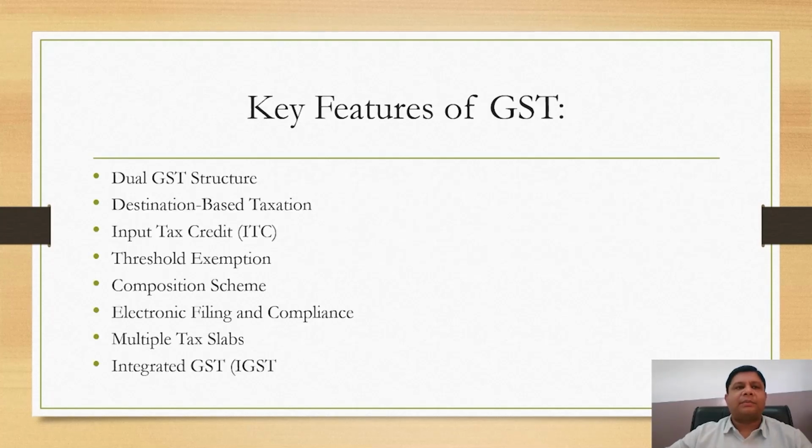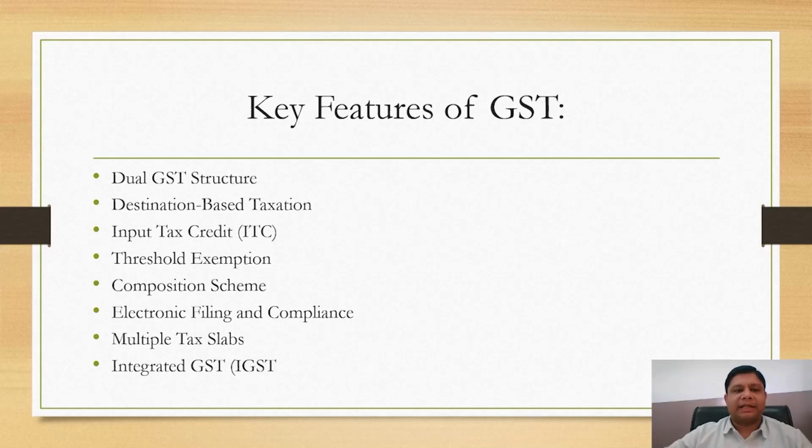Now, let's talk about the key features of GST. First is dual GST structure, which means it is levied concurrently by the central and state governments. It consists of central GST, called CGST, levied by the central government, and state GST, called SGST, levied by the state government. Second, destination based taxation. Under GST, the tax is levied at the point of consumption, that is, where the goods or services are ultimately consumed rather than at the point of origin of goods or services.